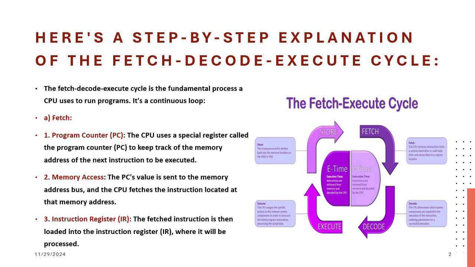Program counter, which is the PC. The CPU uses a special register called the program counter to keep track of the memory address of the next instruction to be executed. Memory access. The PC's value is sent to the memory address bus, and the CPU fetches the instruction located at that memory address. Instruction register. The fetched instruction is then loaded into the instruction register, where it will be processed.